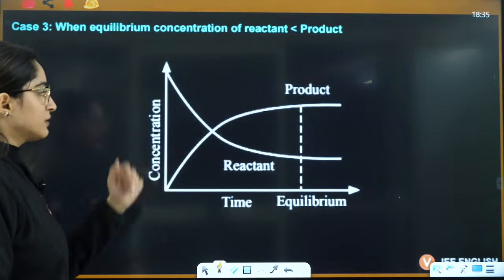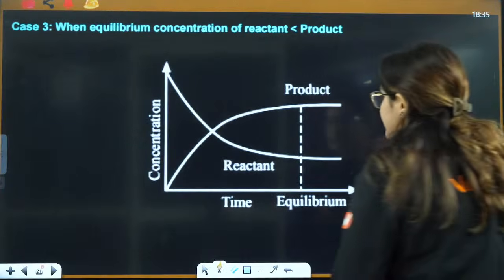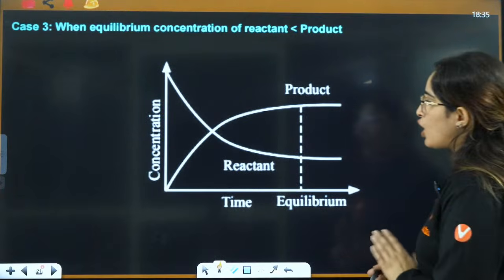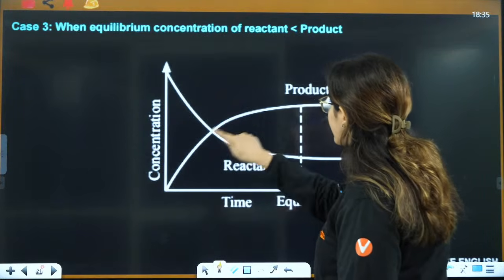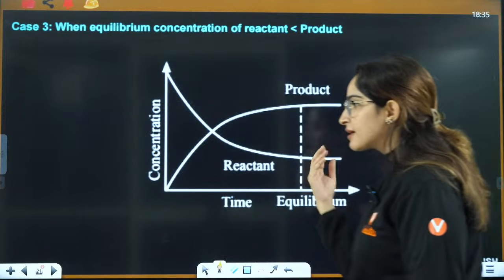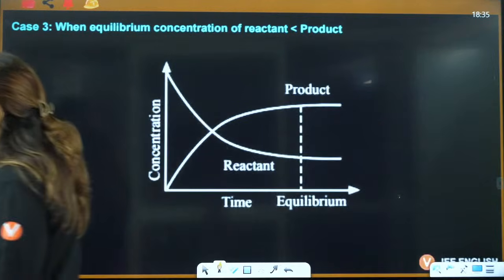What about this one? Is this the correct graph or not? Concentration of reactant is decreasing, product is increasing. Is this a graph of equilibrium or not? Tell me.